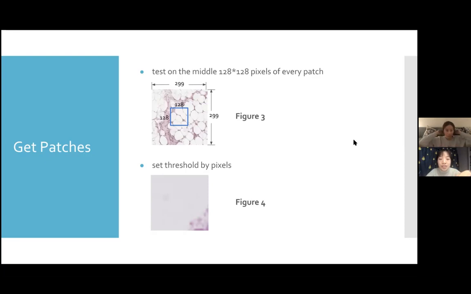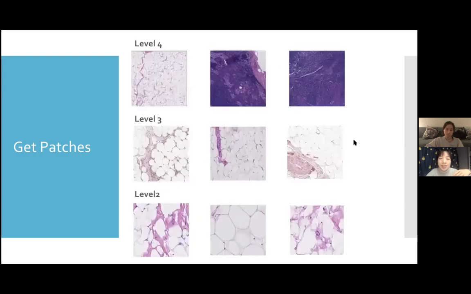In this project, we set the pixel number greater than 6,000 for level 2 and level 3, and set the pixel number more than 8,800 for level 4. It can help us get rid of the disturbing spots and normal patches that is without enough information, as is shown in figure 4. And these slides show some example patches of the 3 different levels.